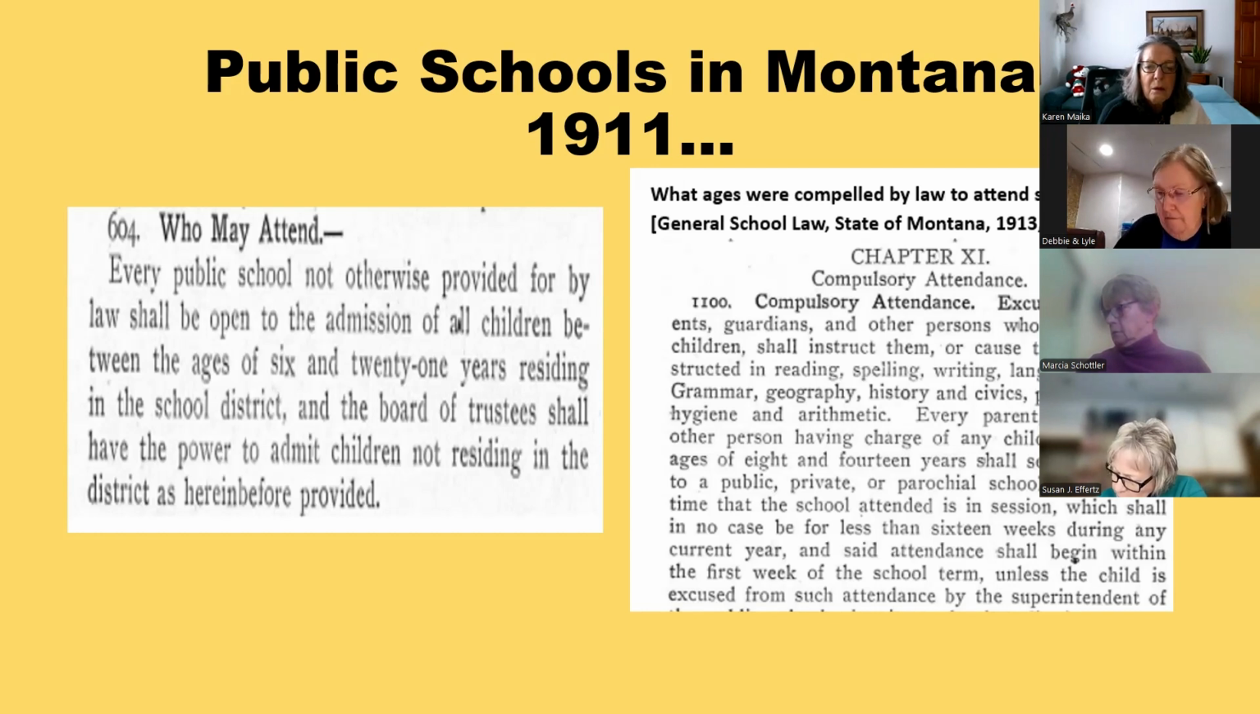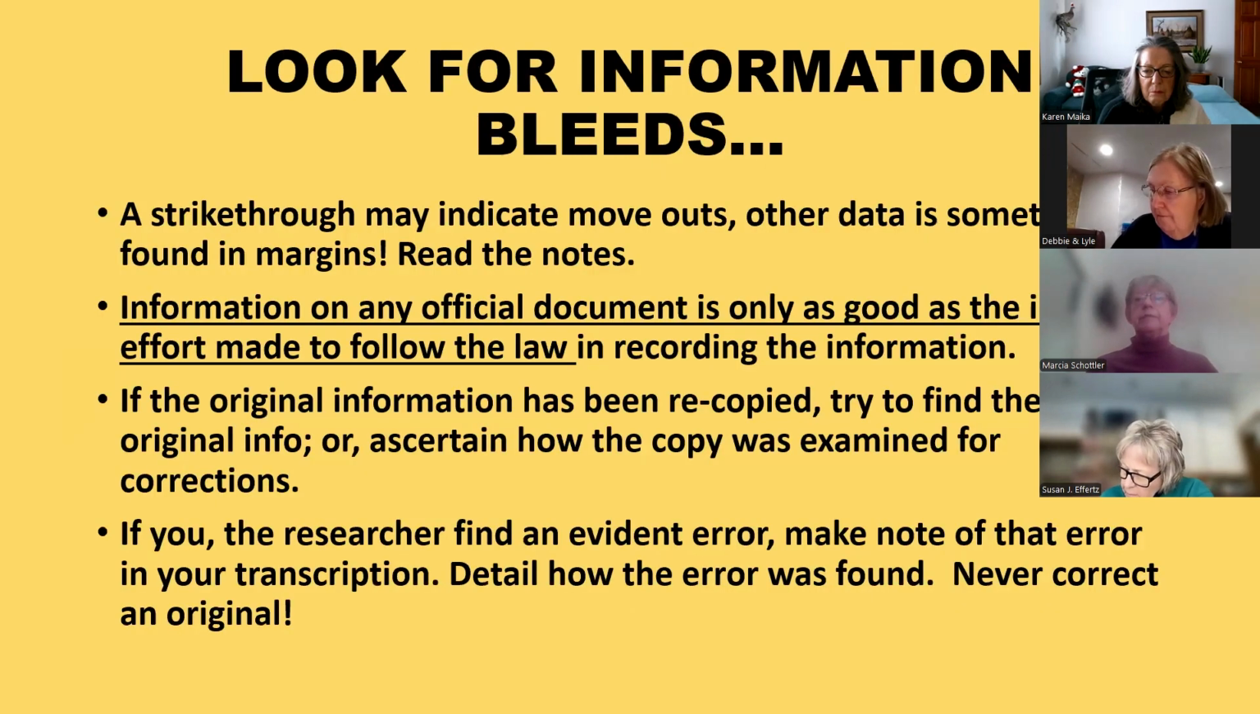Compulsory attendance by 1913 was kids between the ages of 8 and 14 had to be in school for the entire time of the compulsory term of school. If they were not, they would be turned in, and usually someone from the county would go after them to get them back in school. This becomes very important because you're going to see that state laws changed based on who could work at 14, 15, 16, and so on, and did they need to be in school? Yes, they did. I want you to look for information bleeds in anything you find across any state.